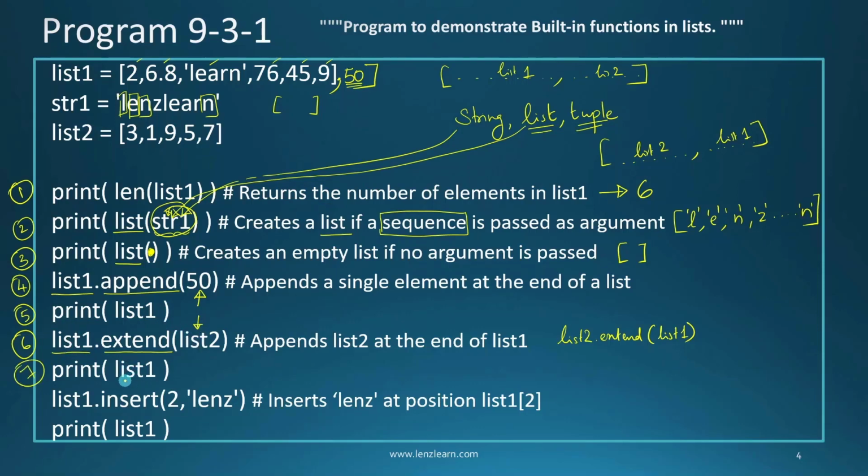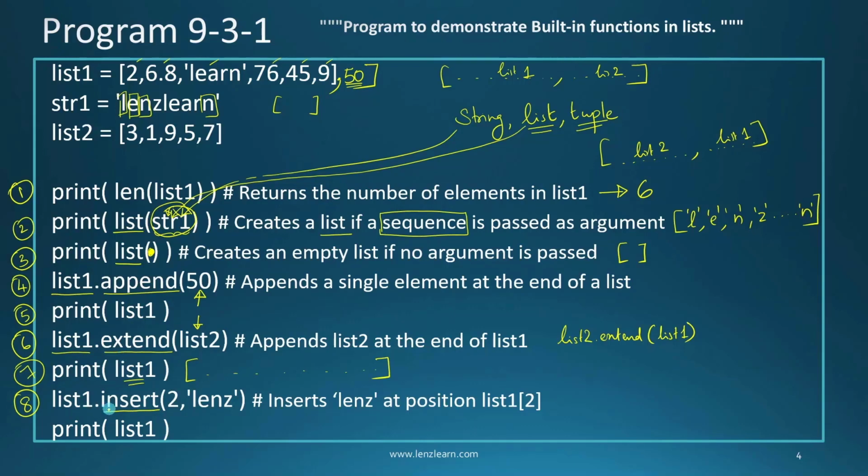After that, if I try to print list 1, you can see that I have joined the entire content of list 2 to list 1. So now list 1 has grown in size, so the entire content of list 1 and list 2 will be printed over here, because we extend list 1 with the contents of list 2. The next statement, you can see we are calling a function called insert.